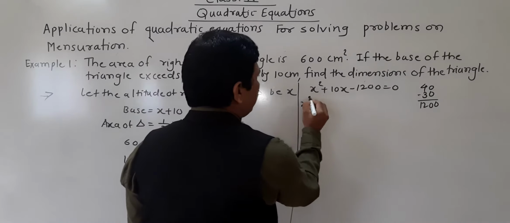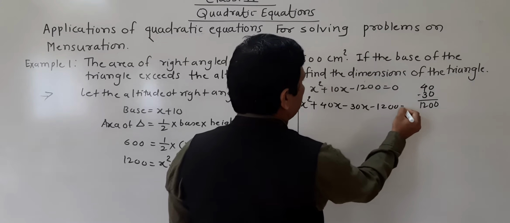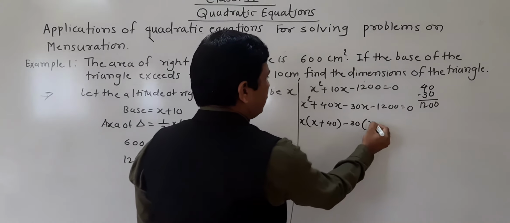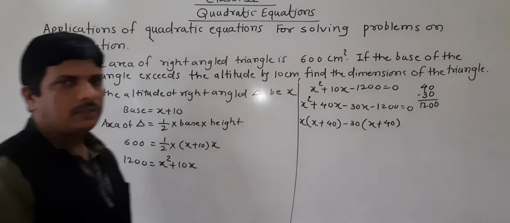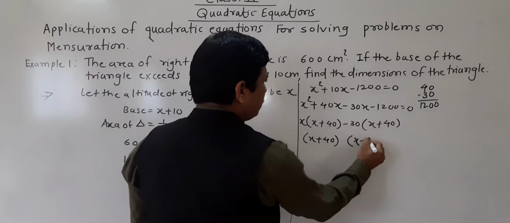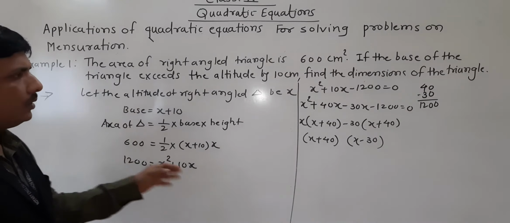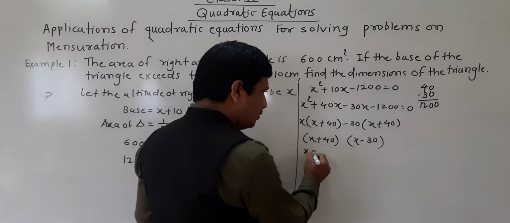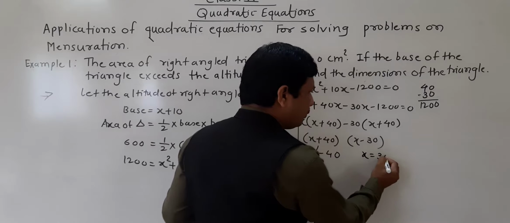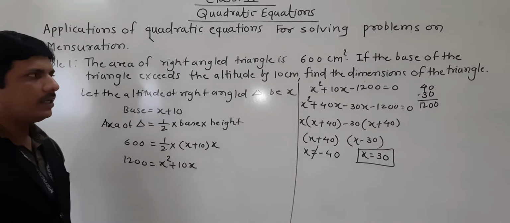So x square plus 40x minus 30x minus 1200 is equal to 0. Taking common factors, we get (x plus 40)(x minus 30). Now, what is x? It is the altitude, a side of the triangle, which cannot be negative. So x is equal to minus 40 we will not consider, and x is equal to 30. This is our correct value of x, the altitude of the right angle triangle.